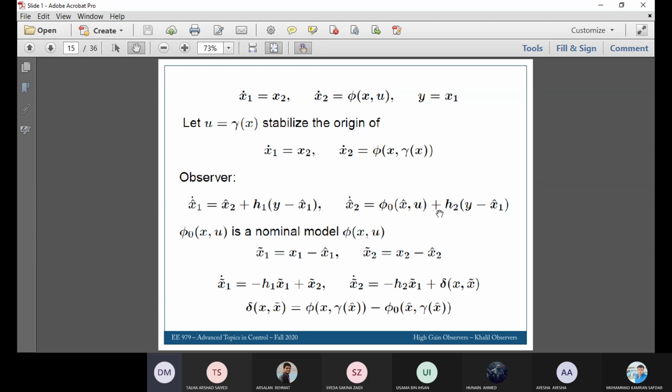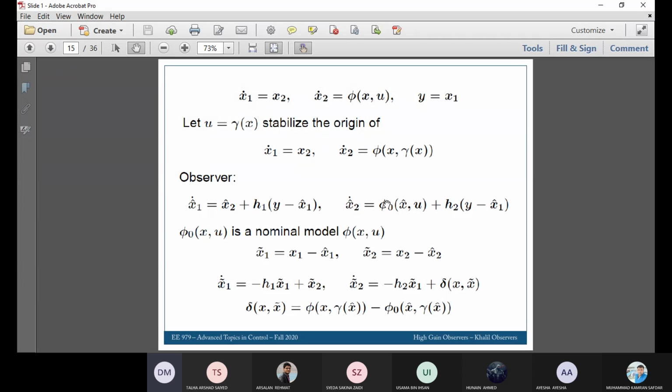Now, here I'm using phi naught rather than phi. The difference between phi and phi naught is that phi naught is the book value or datasheet value. This is the nominal system. This is the actual system. The actual system may be subjected to errors, parametric variations. So there is some question of robustness coming in the picture as well.